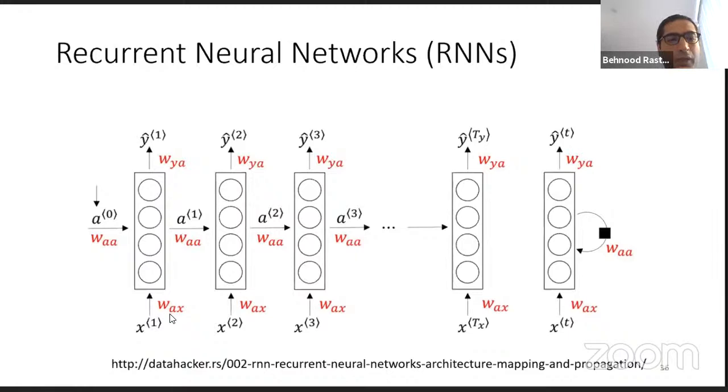You have WAX, which is the parameter between the input and the hidden layer, and WAA, which is the parameter for the horizontal connections, and WYA, which is the parameter between the hidden layer and the output. And sometimes these RNN networks are shown with this loop, which represents the recurrent connection.